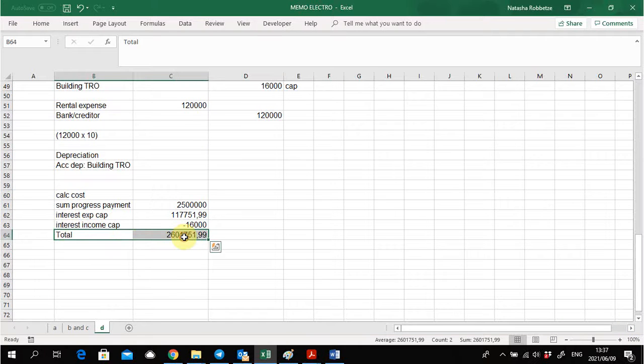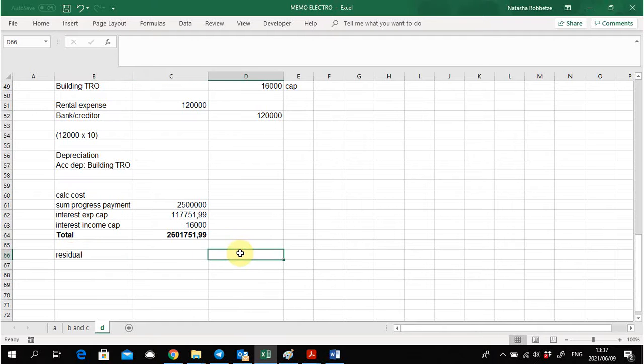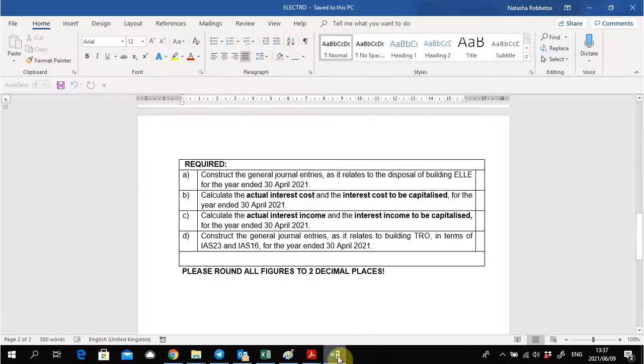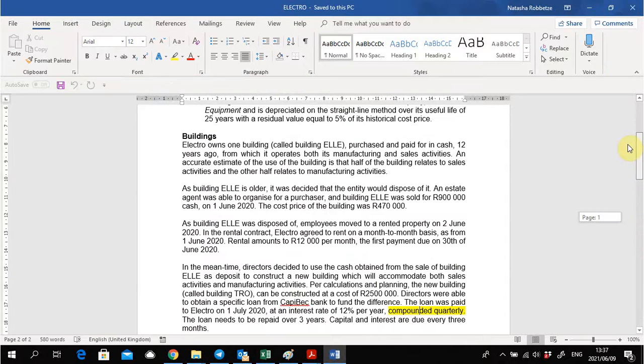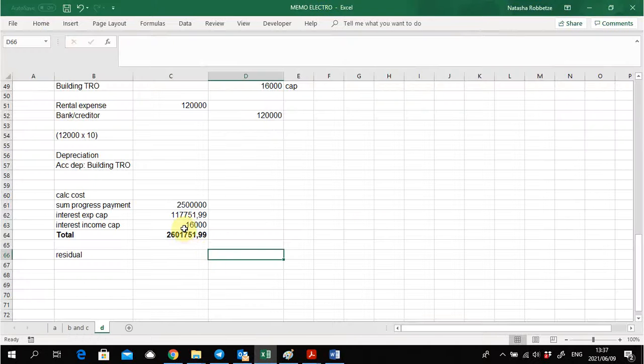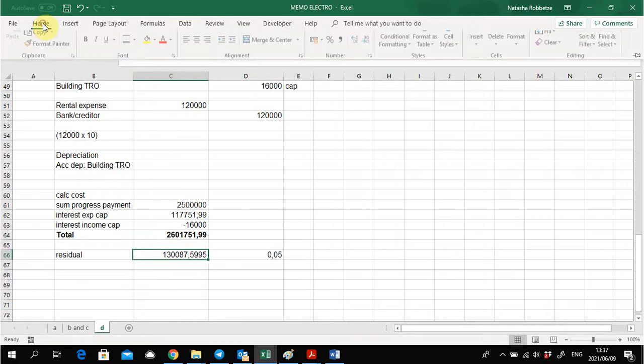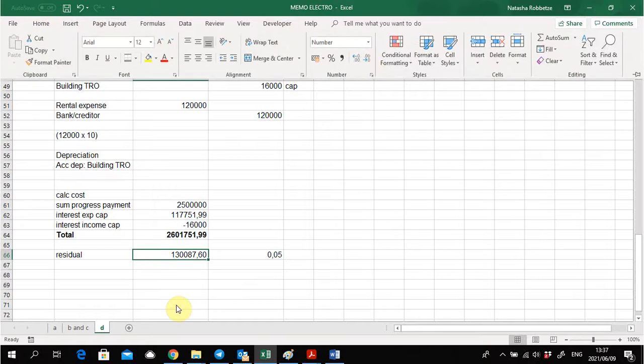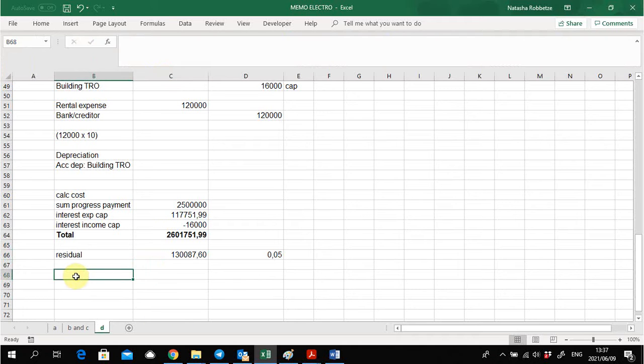We also need to calculate our residual value. And they said that is 5%, I believe. Let me just go back to the question and check. Yes, residual value is 5% of the historical cost price. So we've just calculated the historical cost price, and 5% of it should be the residual. So it's going to be this times 5%. So there's our residual value. We just need to round it to 2 decimals. Right, and now we can calculate our depreciation.